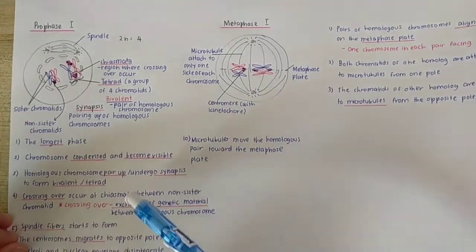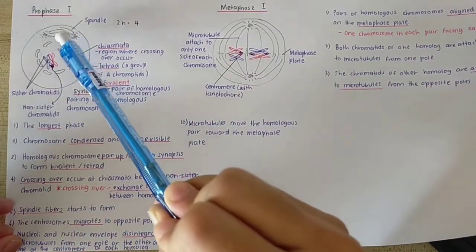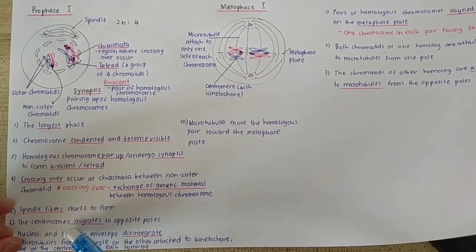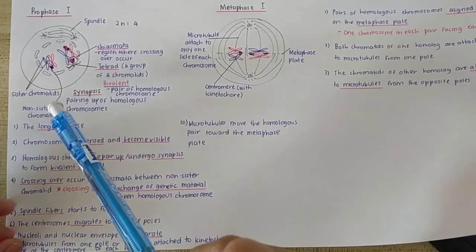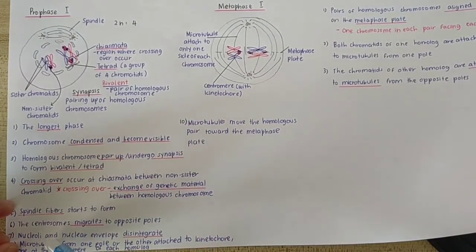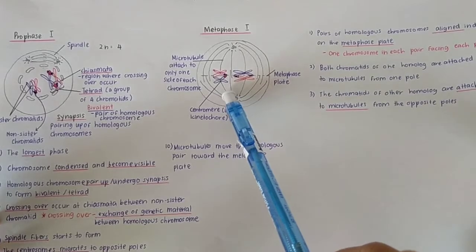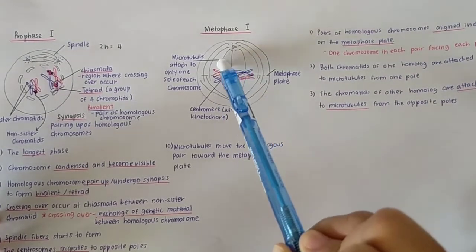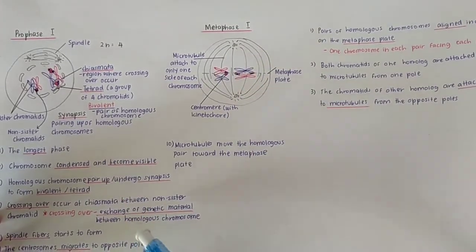And then next, what happened in this stage also, spindle fibers start to form. So this is the spindle fiber, and then the centrosome migrates to the opposite pole. So actually here the process is the same as in mitosis. And then nucleoli and nuclear envelope disintegrate. And then next, microtubules from one pole or the other attach to the kinetochore, one at the centromere of each homolog. So if you look at this one, macam yang ni lah kita akan nampak, there is a microtubule that attaches to the centromere at each of the homologous chromosomes.